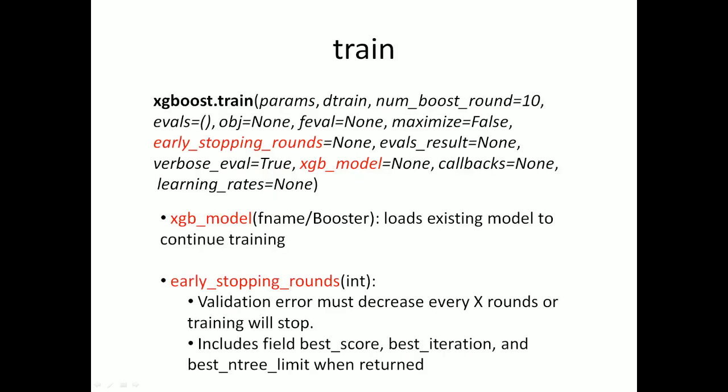The first of the final parameters of train is XGBModel, which allows the training to continue from an already completed model. This would be useful if it's seen the model cannot fully fit and must continue the training to be successful. Finally, early stopping rounds determines the number of rounds in which the validation error must decrease for the training to continue, but will also contain additional data if early stopping is activated, as seen there.